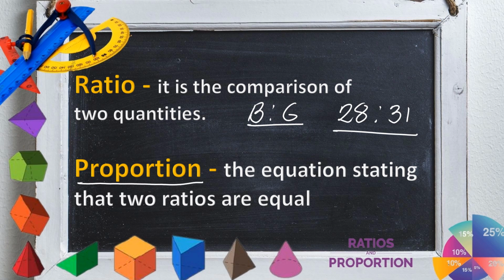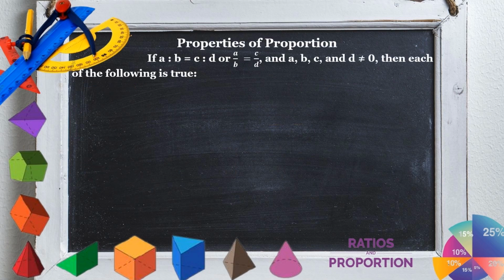If there's an equal part, for example, there's a ratio of 2 is to 3, then there's another ratio of 4 is to 6. If we get the lowest term of this 4 is to 6, that is also equivalent to 2 is to 3. So that means they are proportional. So how are we going to use this one? Let's proceed to the next.